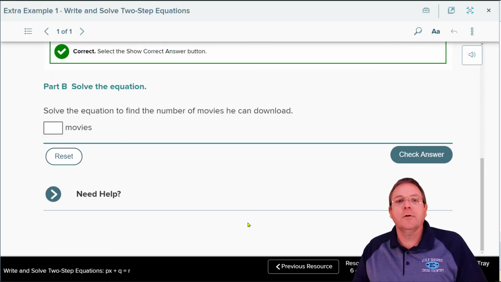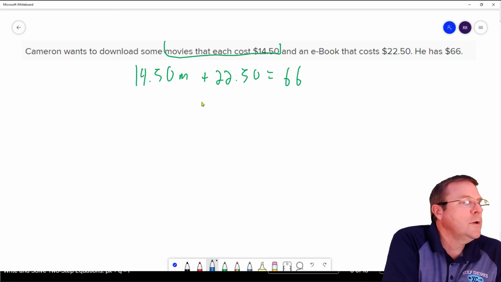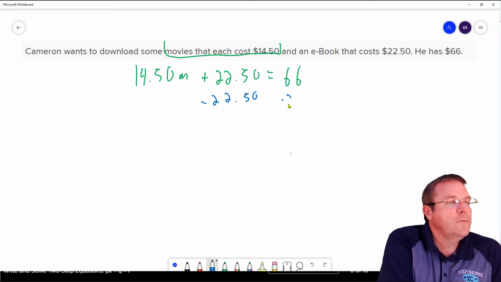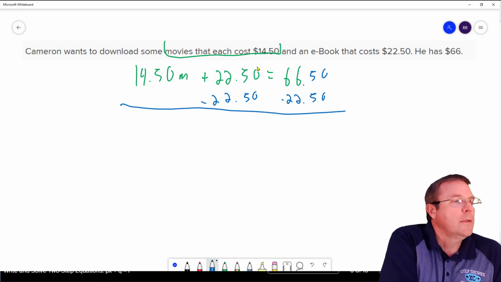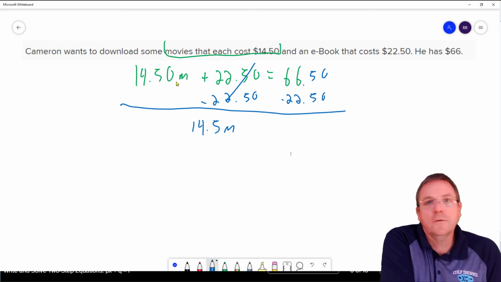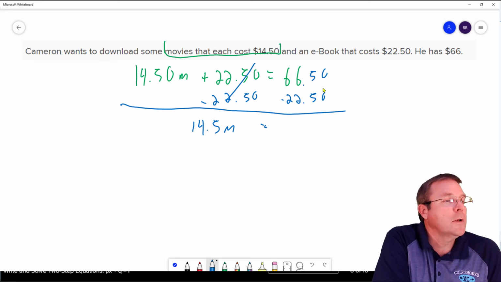So I'm going to jump back over to here. I'm going to start off by isolating the variable on doing addition and subtraction by subtracting $22.50 from both sides. That of course means I'm going to have to annex some zeros here. These are going to zero out, leaving me 14.5 m. Yes, I know it's a zero, but it has no real value. Is equal to, and then we're going to take and, oops, that should have been zeros here.